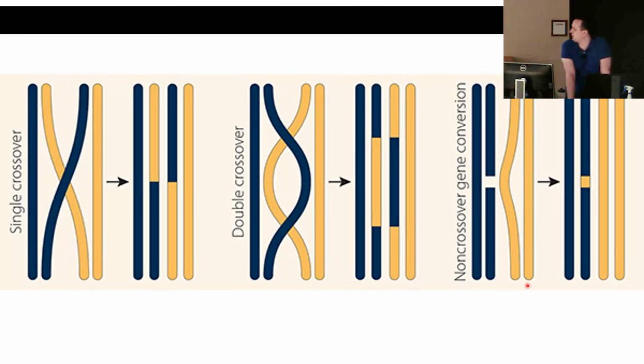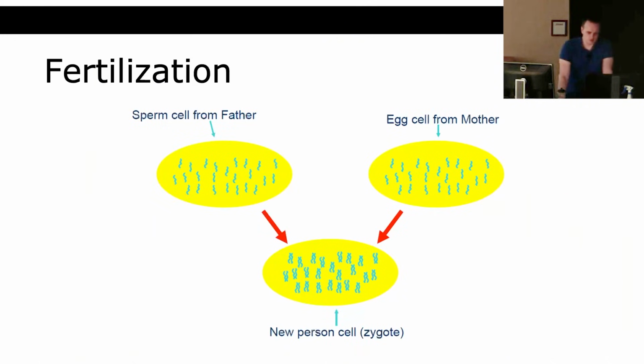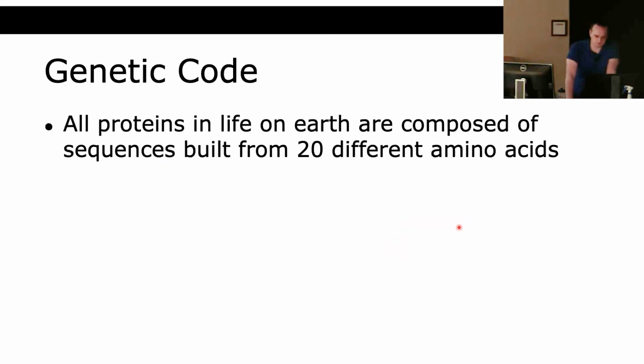Different types of crossover can get increasingly complex. It's not as simple as this. There could be single crossover, double crossover, non-crossover gene conversions. There could be a bunch of different twists. There's all sorts of different ways that you can combine the genes from two parents into offspring. Fertilization. So sperm cell from the father, egg cell from the mother forms a new person. Okay? That's basically what happens. We get DNA from both of our parents.